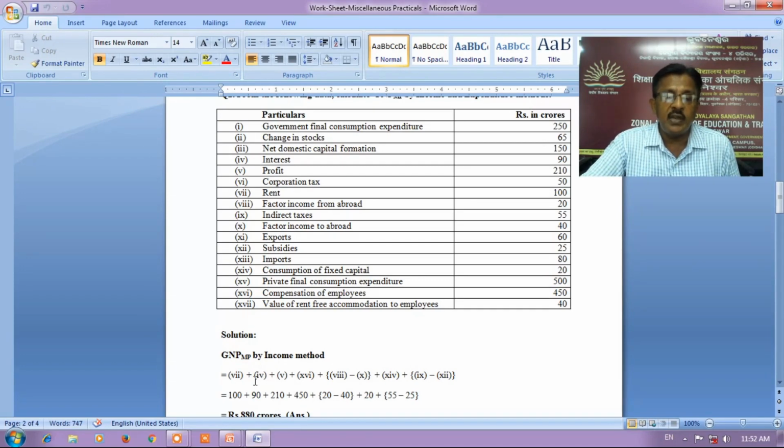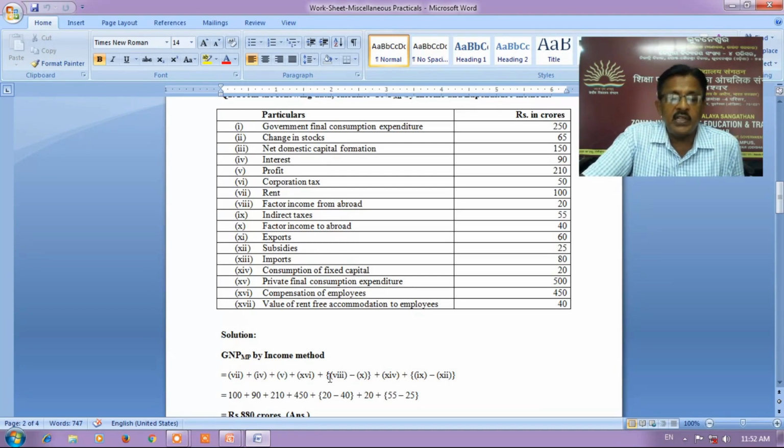So these three, 7, 4 and 5, that is operating surplus, and item number 16 is compensation of employees, plus within bracket where it is written item number 8. You see, item number 8 is factor income from abroad minus item number 10, that is factor income to abroad. So net factor income from abroad to be added. Plus what is this item number 14? Item number 14 is consumption of fixed capital, because we need to get this value in gross. So when we add all this factor income, we get this net domestic product at factor cost. So we have to add this consumption of fixed capital to get the gross value.